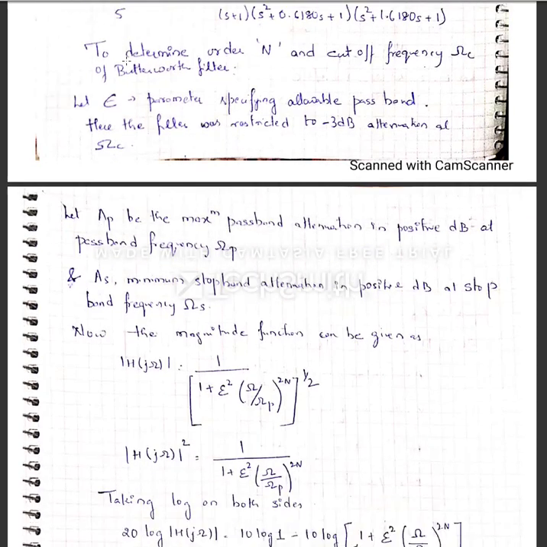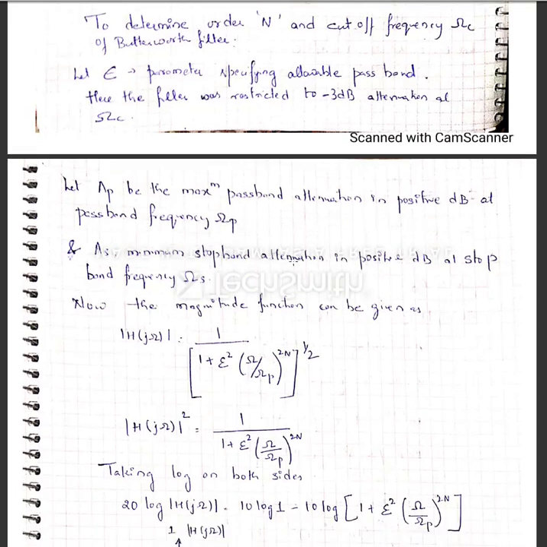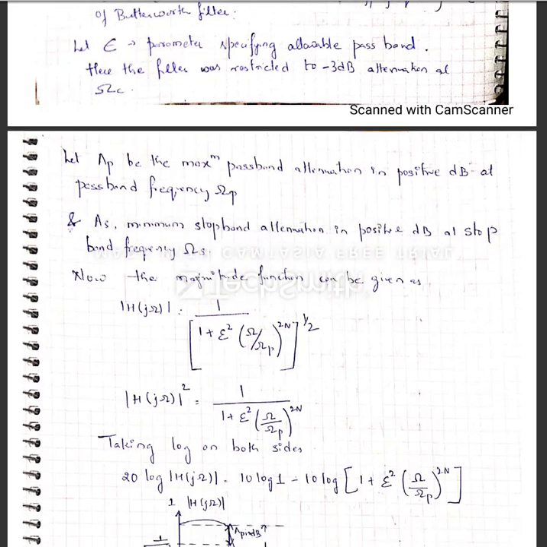Alright, now some considerations let us make. Let AP be the maximum passband attenuation we have seen, the ripple, in dB, which will be at frequency omega p. AS is the minimum stop band attenuation in dB, at the stop band frequency omega s. Again we are going to define this in terms of omega s and omega p.